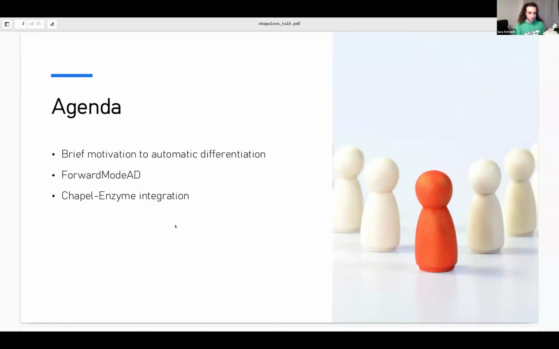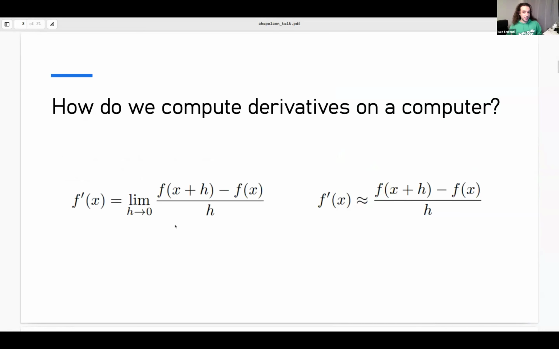So, let's dive in. First of all, why do we want automatic differentiation? Automatic differentiation is computing derivatives. And before we even go into how we compute derivatives, why do we care so much about computing derivatives in the first place? Well, if you remember from high school, derivatives are easy to compute. You have a couple of rules. The teacher shows you, okay, when you have a product, do this. When you have a sine, do this, do that. A couple of rules, do a few exercises, boom, done.